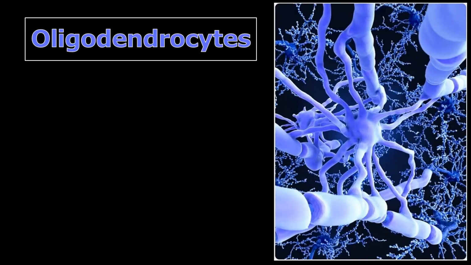Our last stop here in the CNS glia are the oligodendrocytes. Say it with me, oligodendrocytes. Oligo referring to few, dendro, the thing we've seen before, meaning branches or tree branches, and cytes is cells. So these would be cells that have relatively few branches.